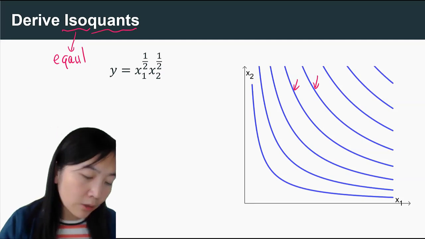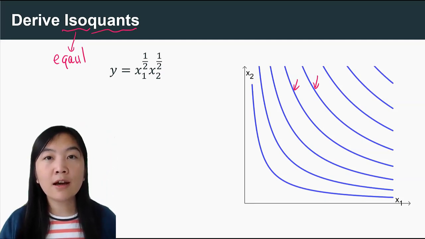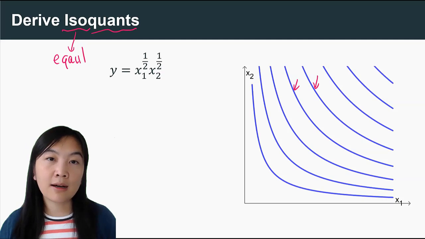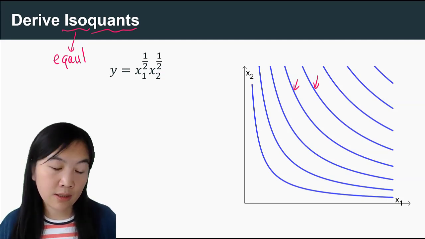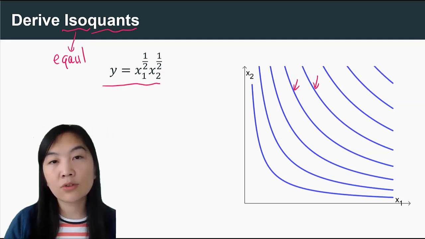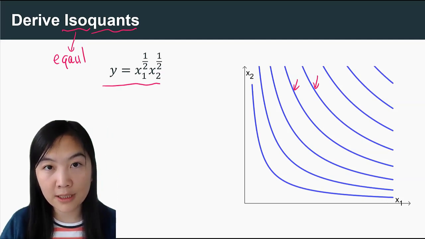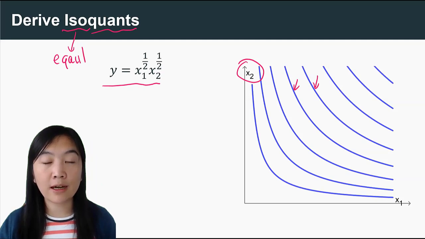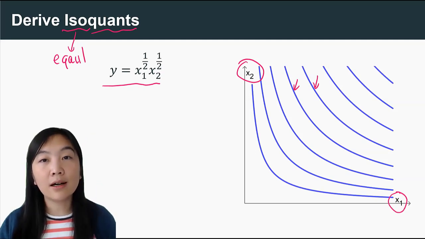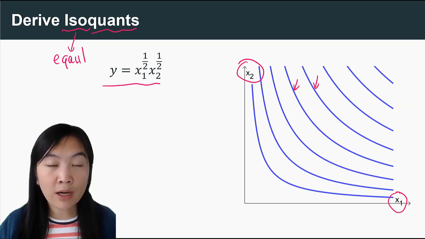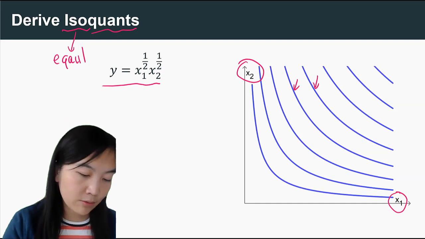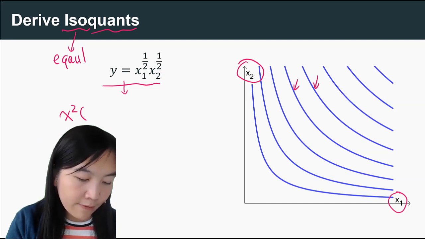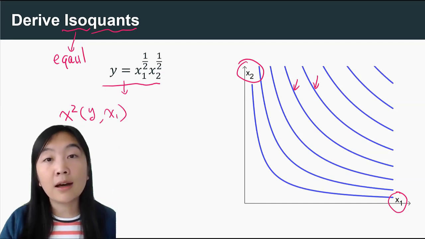If I give you a production function, how can you actually draw this graph of the isoquants? Let's use an example to illustrate the idea. Assume this is your production function. There are two variable inputs here. Usually when we draw isoquants, we have x2 on the vertical axis and x1 on the horizontal axis. So from this production function, we should solve x2 as a function of y and x1.